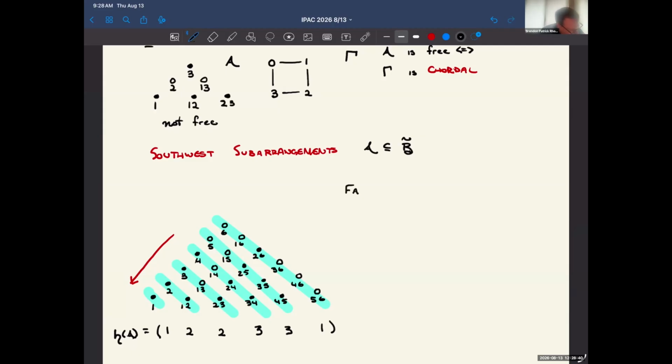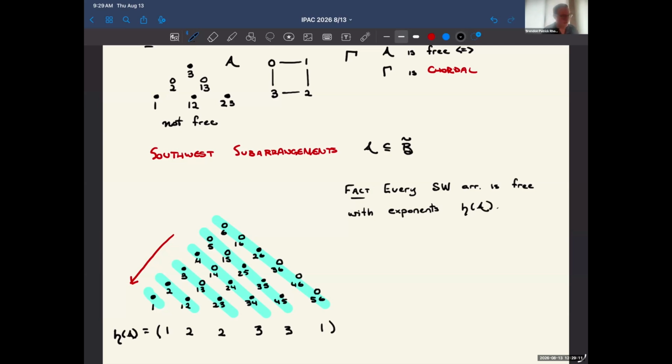And the fact is that every southwest arrangement is free. That's not terribly difficult to show with the Stanley criterion, with exponents given by the H sequence. So, for example, this is a free arrangement with exponents 1, 2, 2, 3, 3, 1.